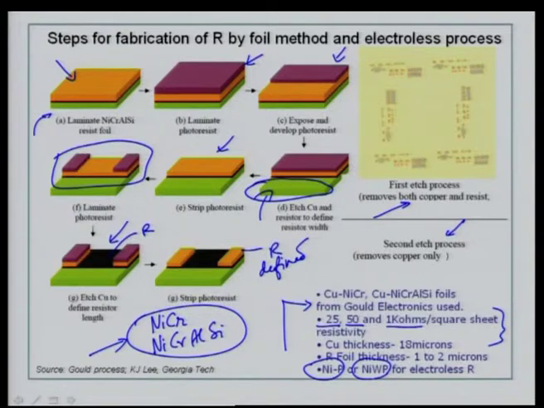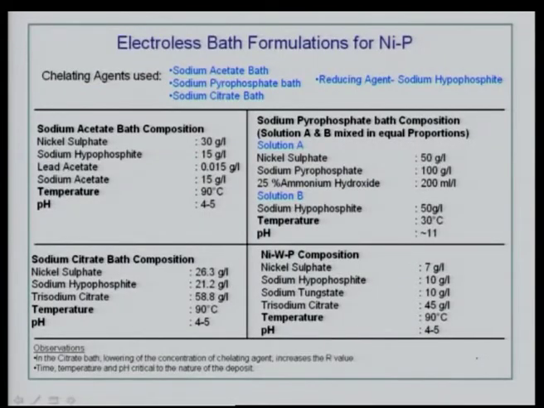Copper thickness usually in these cases is about 18 microns. Resistor foil thickness is usually 1 to 2 microns. So, when you do electroless plating also you need to worry about this range of thickness. The electroless bath formulations for nickel phosphorus are available from the literature, you can go through that, but the gist of the entire summary here is that the reducing agent is sodium hypophosphite.